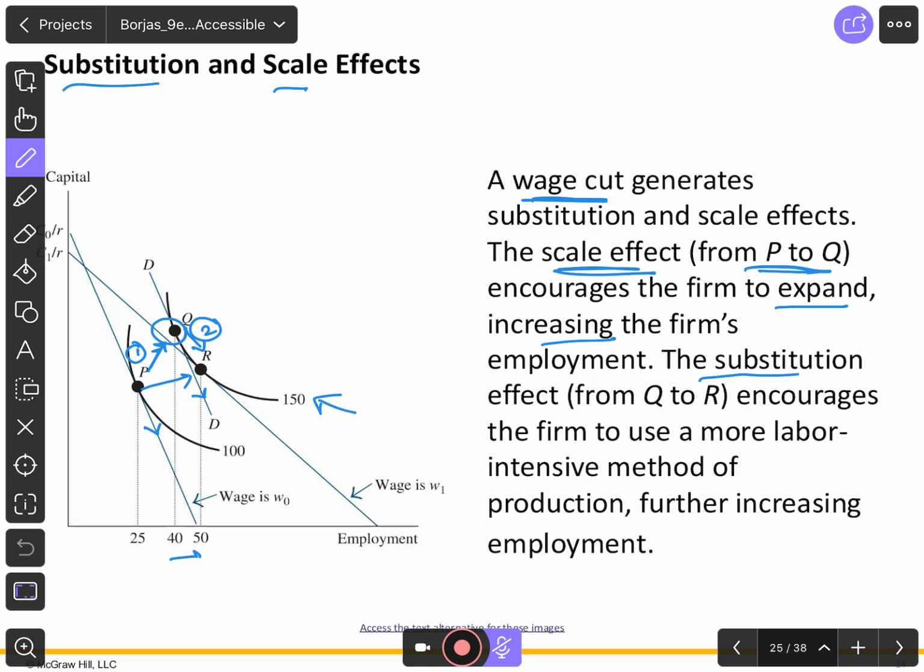So the substitution effect is the second point here, which is the movement from Q to R, where this substitution effect is coming from the fact that the drop in wages is encouraging firms to substitute workers for capital. So they are hiring more workers and less capital. They have labor-intensive methods now, and this leads to an increase in employment.